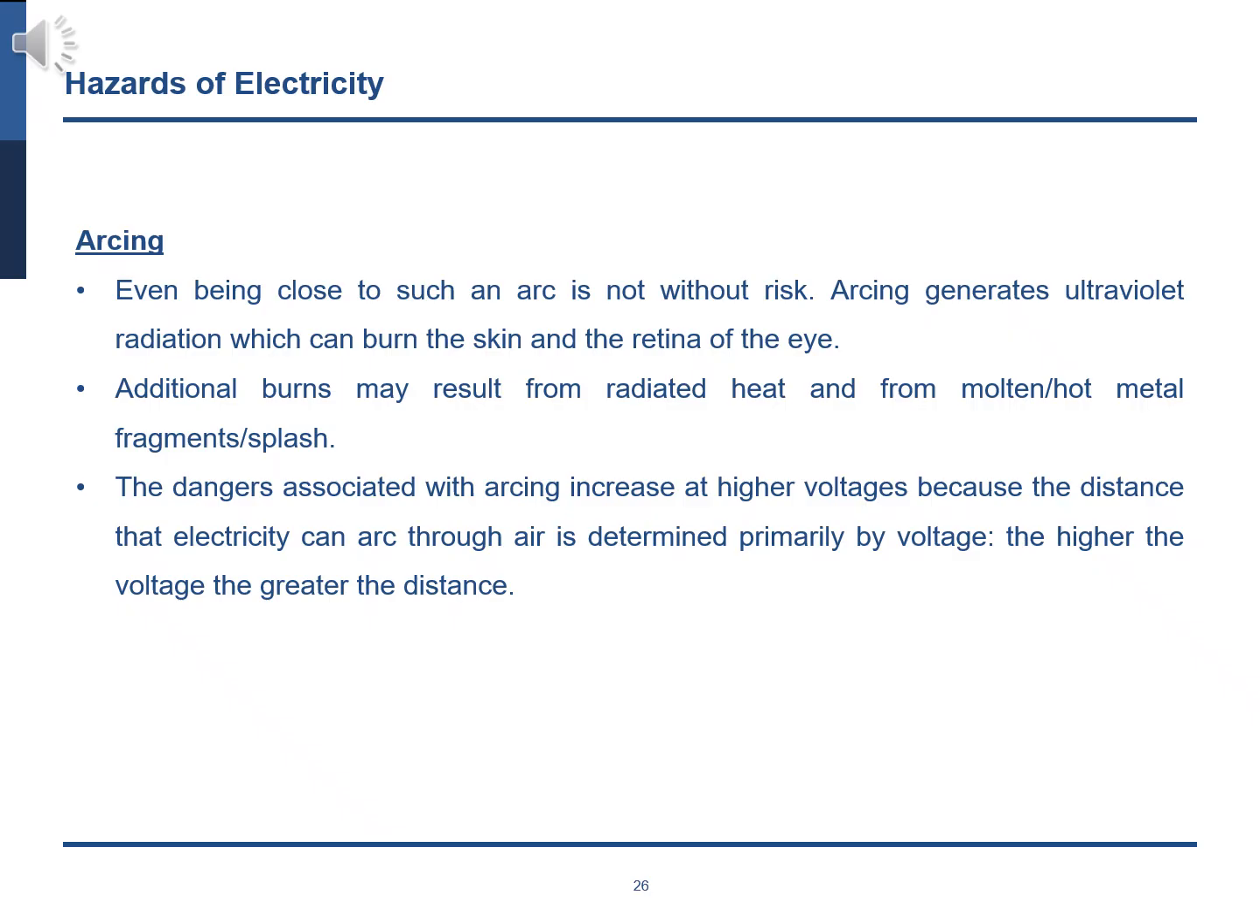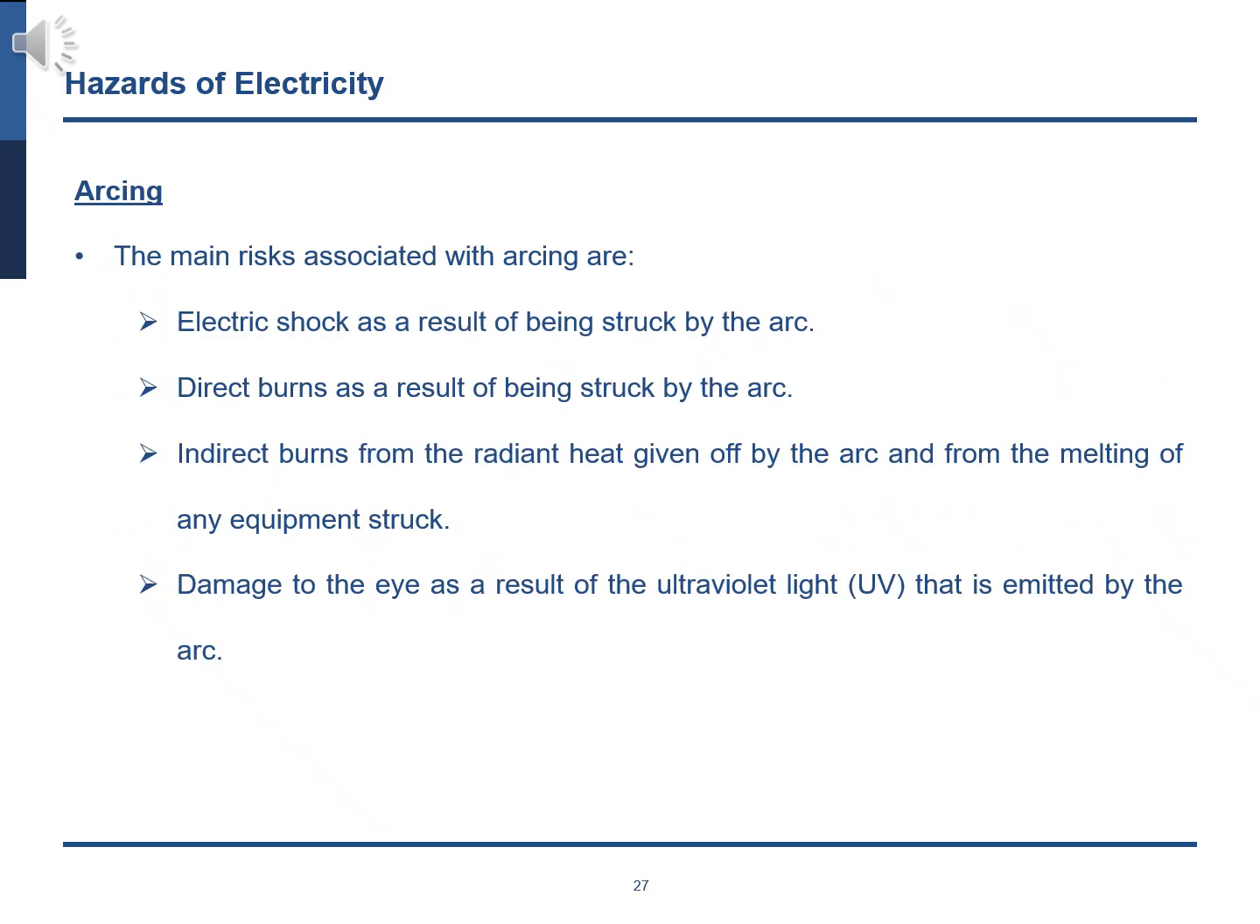The dangers associated with arcing increase at higher voltages because the distance that electricity can arc through air is determined primarily by voltage. The higher the voltage, the greater the distance. The main risks associated with arcing are: electric shock as a result of being struck by the arc. Direct burns as a result of being struck by the arc. Indirect burns from the radiant heat given off by the arc and from the melting of any equipment struck.